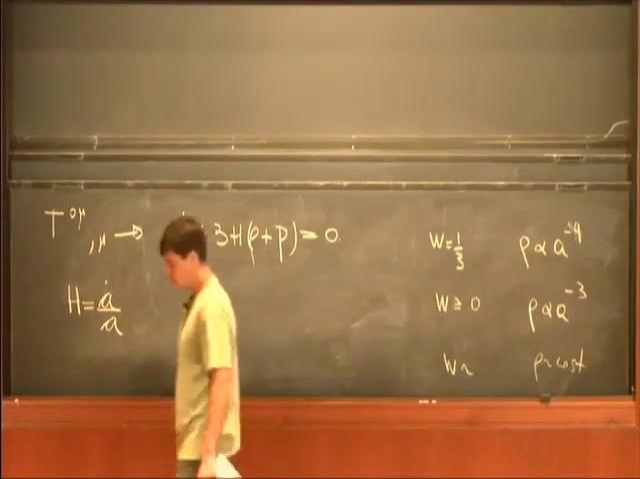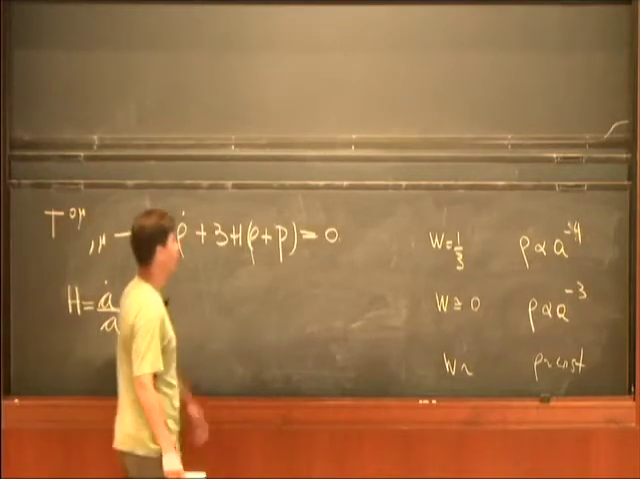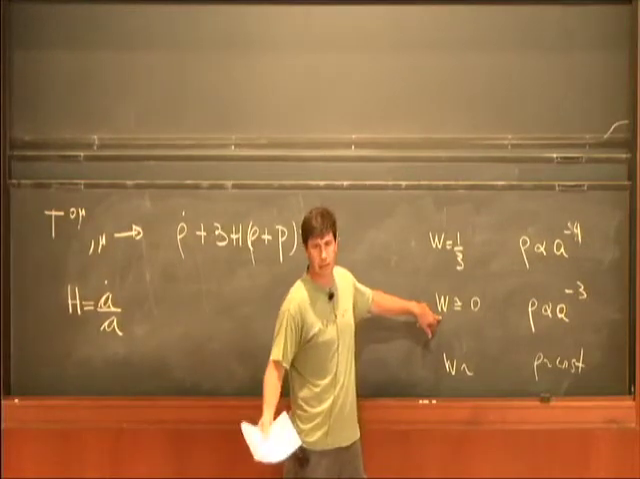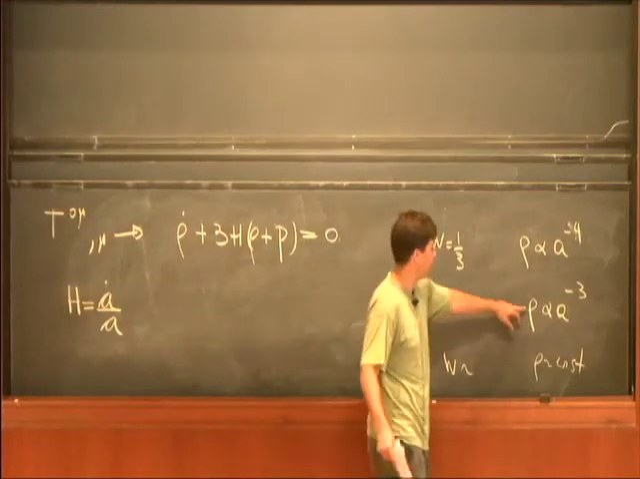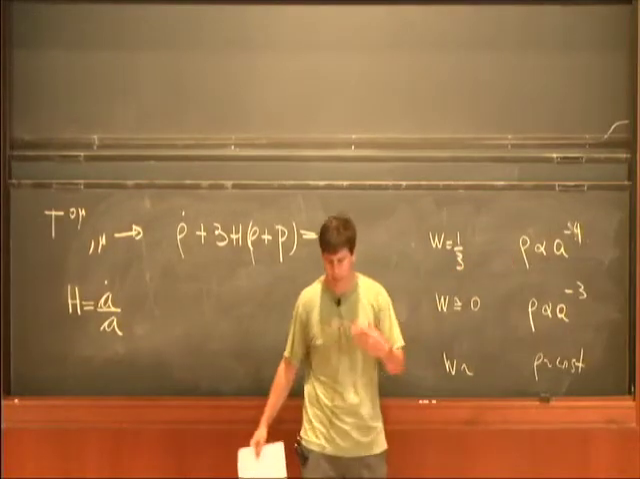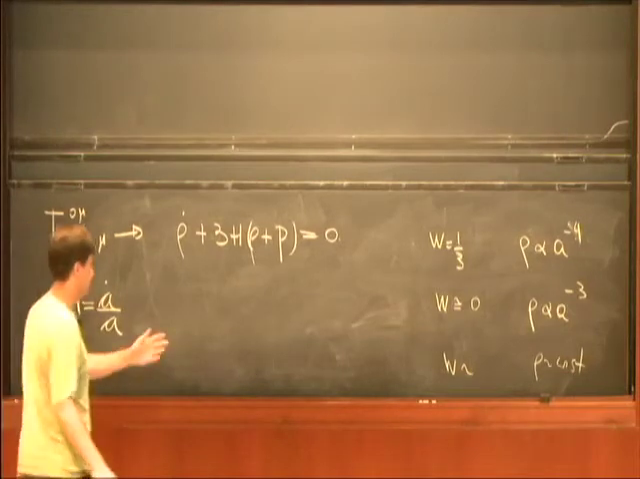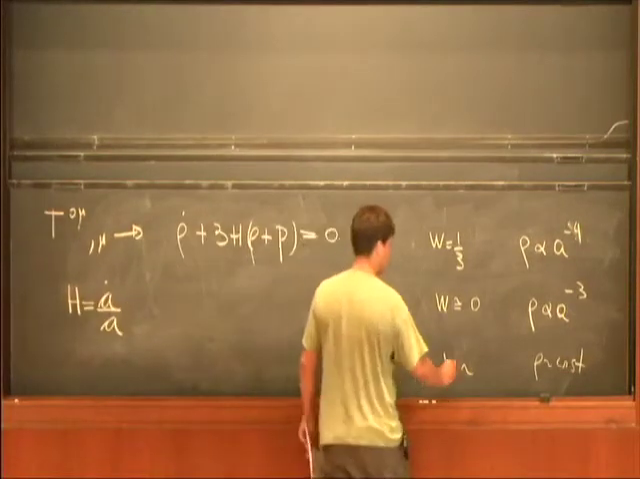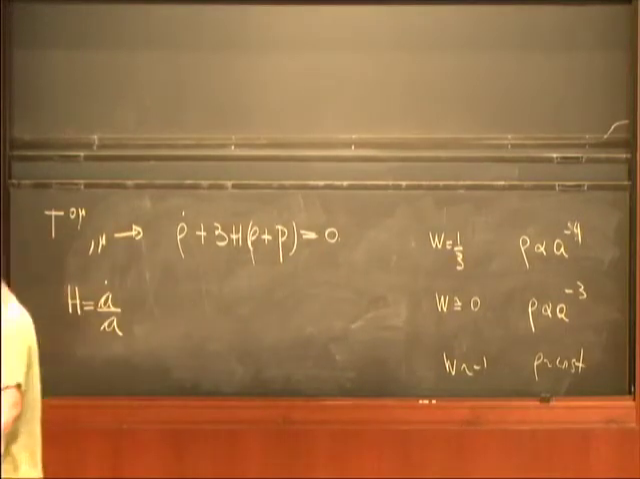So this you all know, and of course it has a simple interpretation. For non-relativistic particles, the energy density is just carried by the mass, so this is just the dilution of the number density of these particles as the universe expands. It's the same thing for relativistic particles, plus the redshift of their typical energy, and the cosmological constant is just constant.